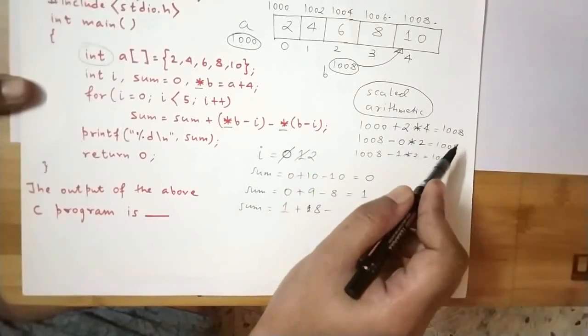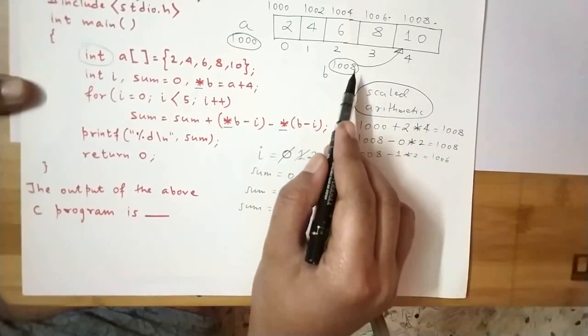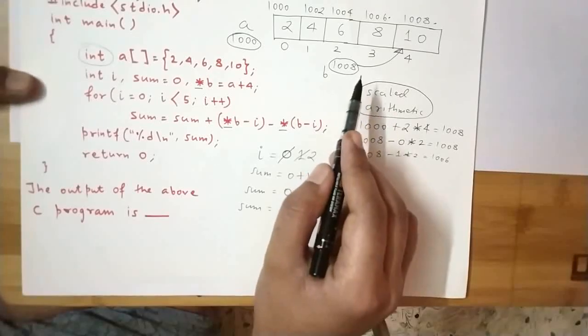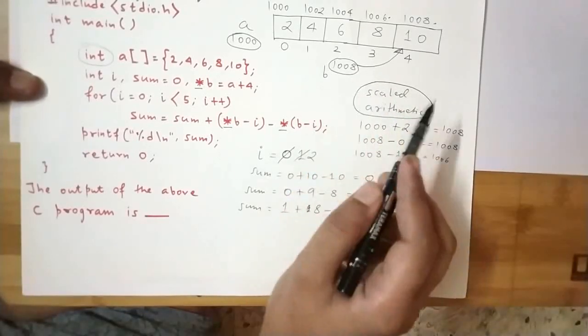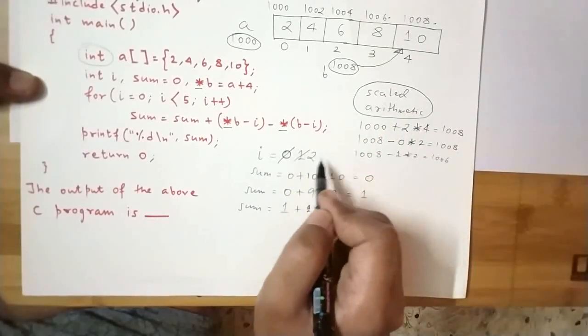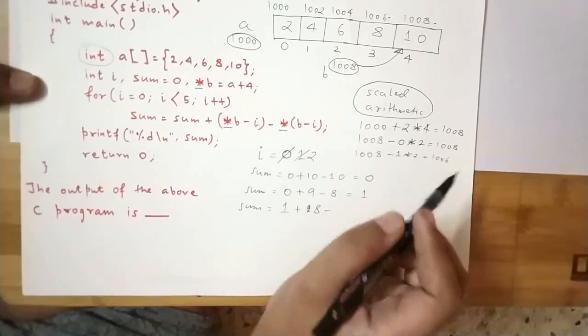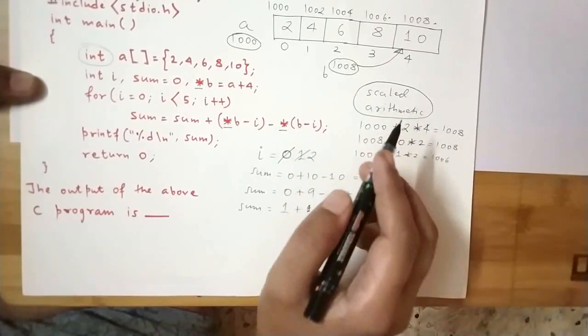10 minus 2 is 8, minus star of b minus I. I think you have got the trick now. What is the value of b? The value of b is 8. Now if I do 8 minus I, I'll have to do 8 minus I into 2. The value of I is 2, so 2 into 2 is 4.